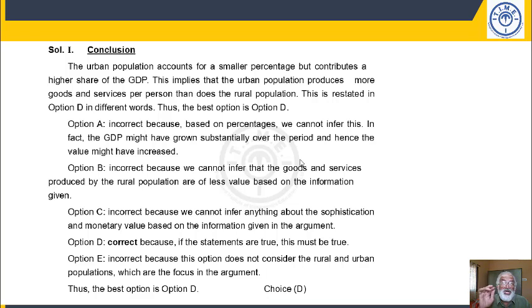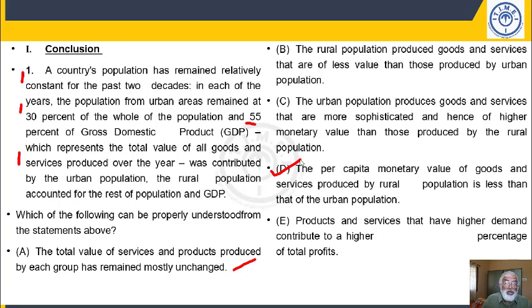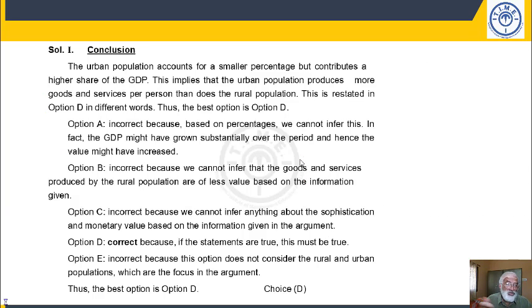D is correct because you realize you're talking about productivity. E is incorrect because it does not consider the rural and urban populations in terms of what was the choice there. Choice was products and services that have higher demand. We don't know what the demand for these products are, right? So we are not looking at that.